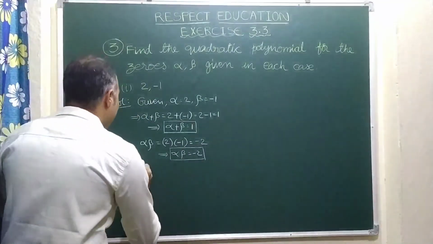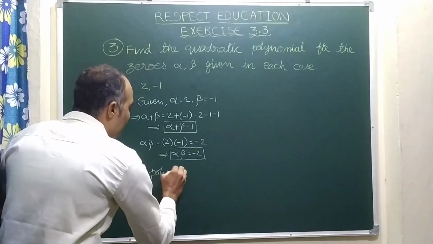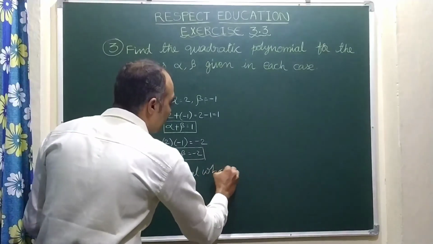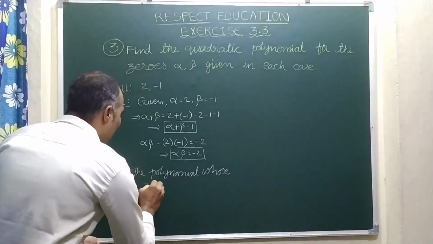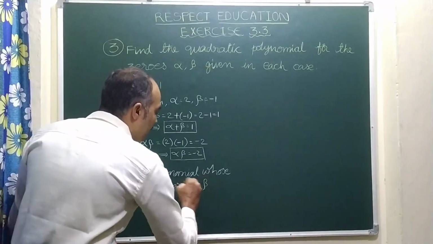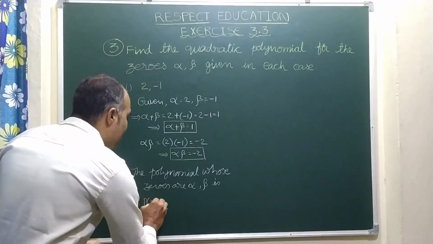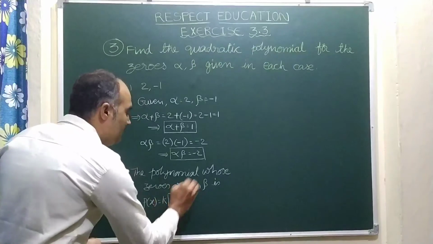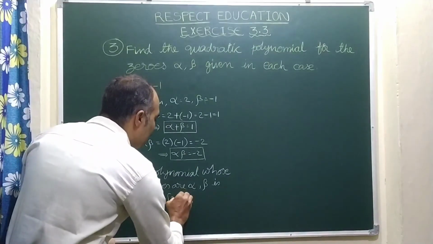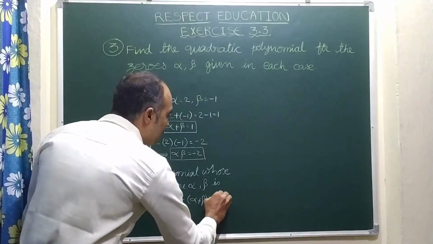Now here we write the polynomial whose zeros are alpha and beta. P of x is equal to k times, means k into x square minus alpha plus beta into x plus alpha beta.